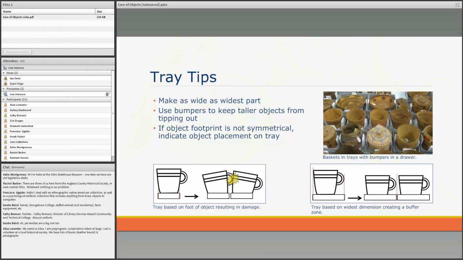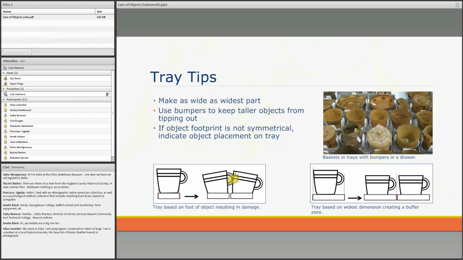lots of objects are smaller at the base. So you can make a tiny tray and the object will go into it, but then you've destroyed that buffer zone that I was talking about. And as soon as you go to snug the objects up next to each other, they can hit each other. So it's best, as in the diagram on the right, to make the tray as wide as the object to maintain that buffer zone.